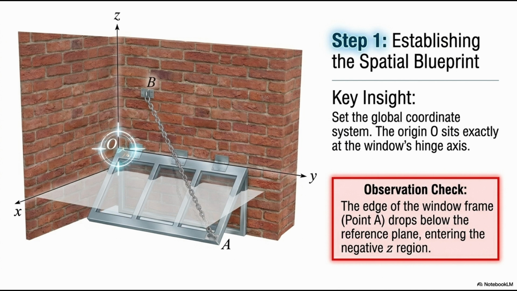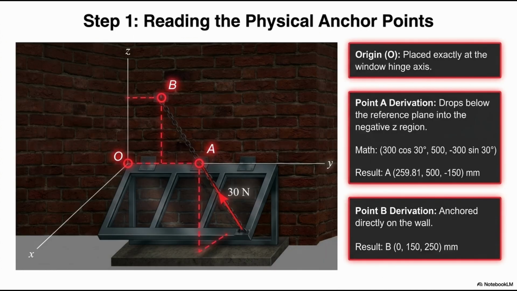Point A is located on the edge of the window frame, looking at the dimensions provided and keeping in mind that point A drops below the reference plane into the -z region. We evaluate these numbers to find the exact location of point A in millimeters. Point B is anchored on the wall. Reading the diagram directly, we find its coordinates as well. Now, let us find the position vector extending from A to B. We do this by subtracting the coordinates of A from B, taking the absolute position vector of B and subtracting the absolute position vector of A.